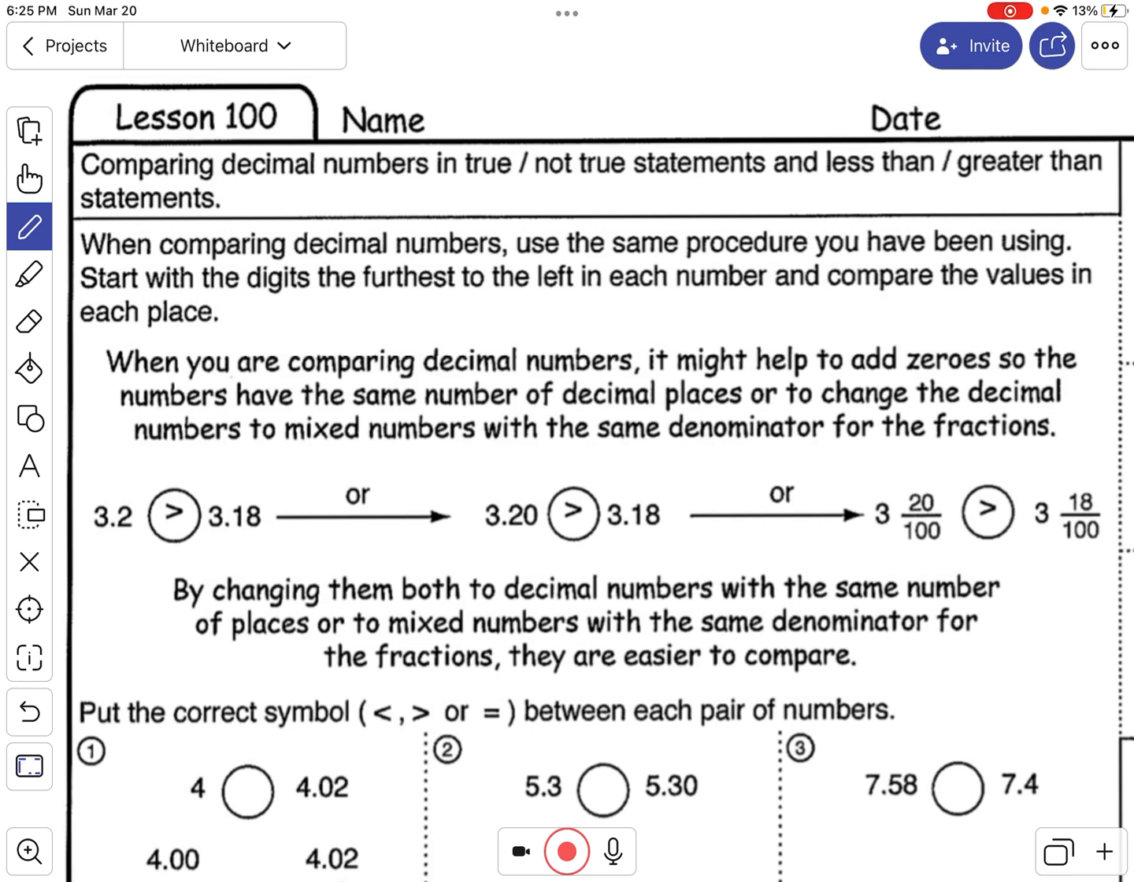Here we go with fourth grade lesson 100. We're into the triple digits now. Lesson 100, we're going to be comparing decimals. Greater than, less than, etc.